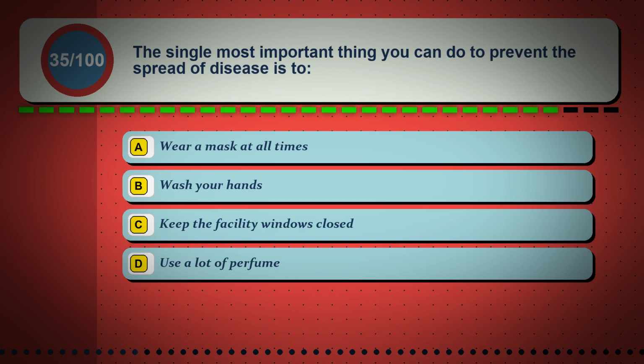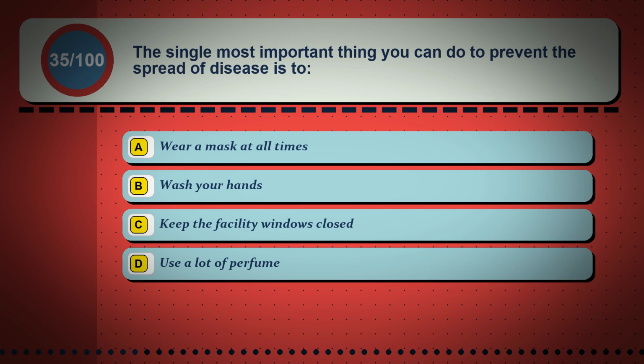Question 35. The single most important thing you can do to prevent the spread of disease is to: Option A. Wear a mask at all times. Option B. Wash your hands. Option C. Keep the facility windows closed. Option D. Use a lot of perfume.